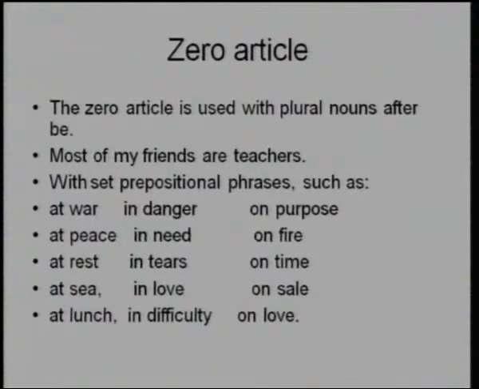Now, the noun phrase which comes as a modifier of a preposition, mostly, has a zero article. I say, for example, at war, and once you translate it into Arabic, the modifier in Arabic has al-ta'rif. At war, في الحرب. In danger, في خطر أو في الخطر. At peace, في سلام أو في السلام. In need, في حاجة أو في الحاجة. On fire, حريق. At rest, in tears, on time, at sea, in love, on sale, at lunch, in difficulty. So these modifiers of preposition phrases are altogether of zero article. However, in Arabic it may be optional, can be al-ta'rif or can also be zero article.